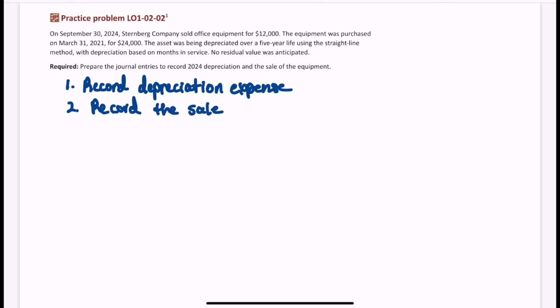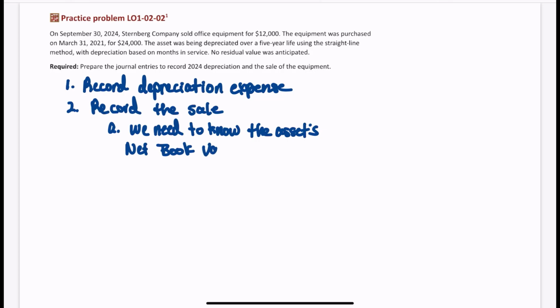And to do that, we need to know the asset's net book value at the time of sale. So what is net book value? Well, I use that word net deliberately. So I'm saying net book value. Why do I say net?